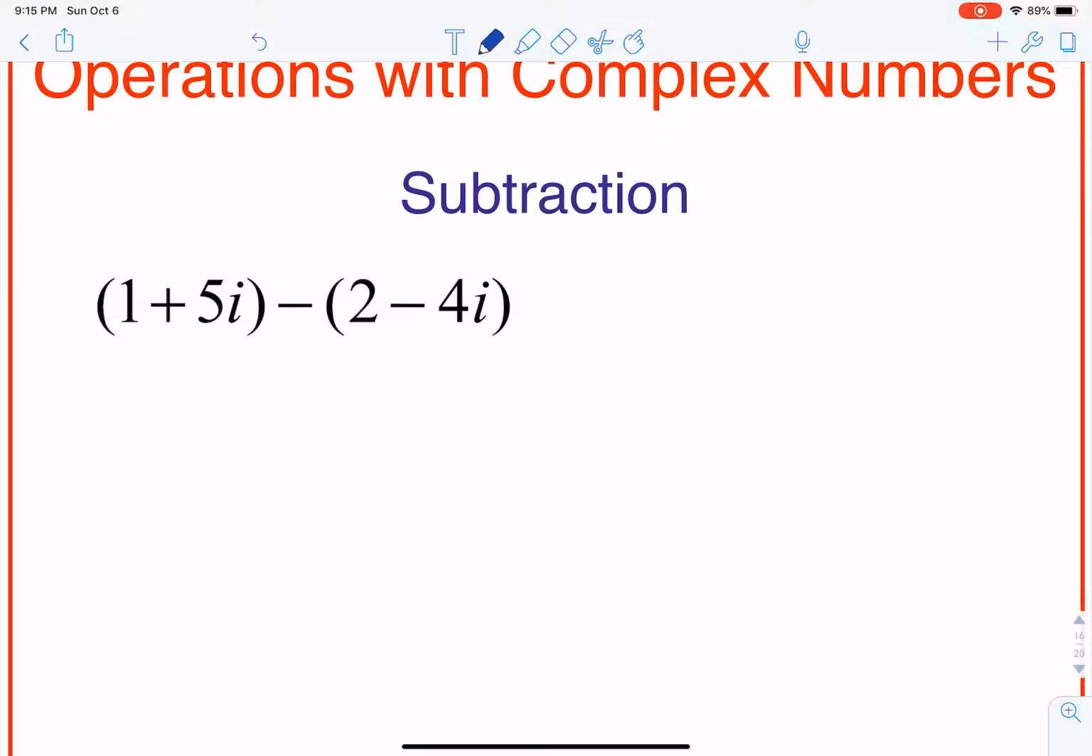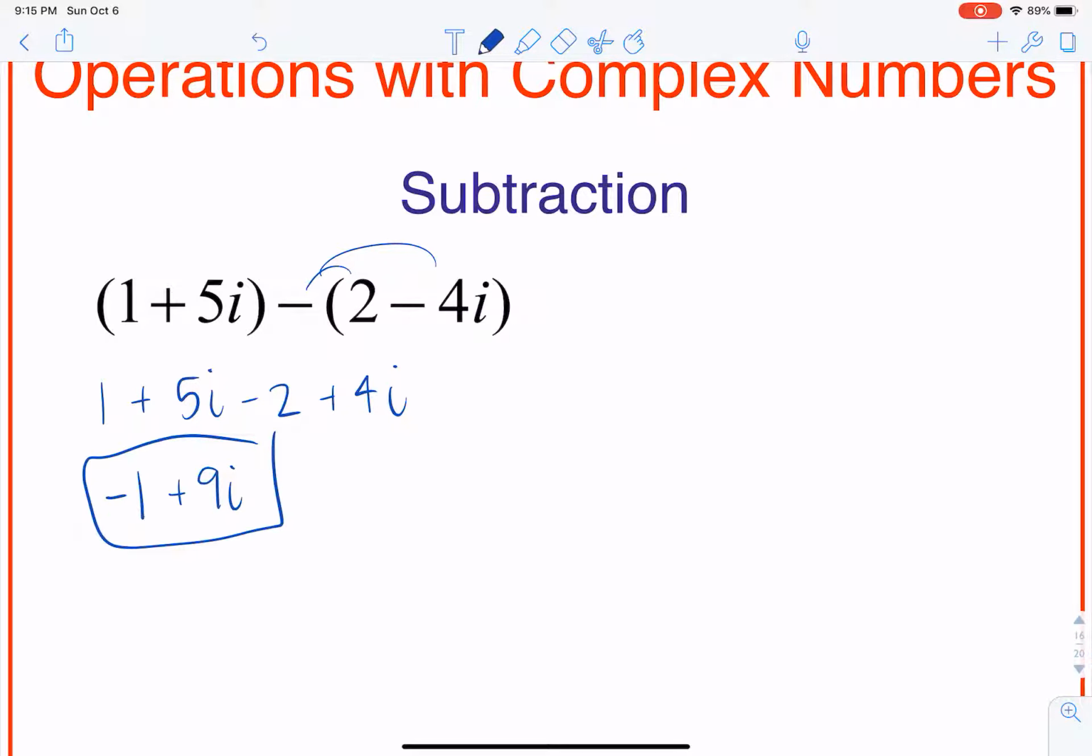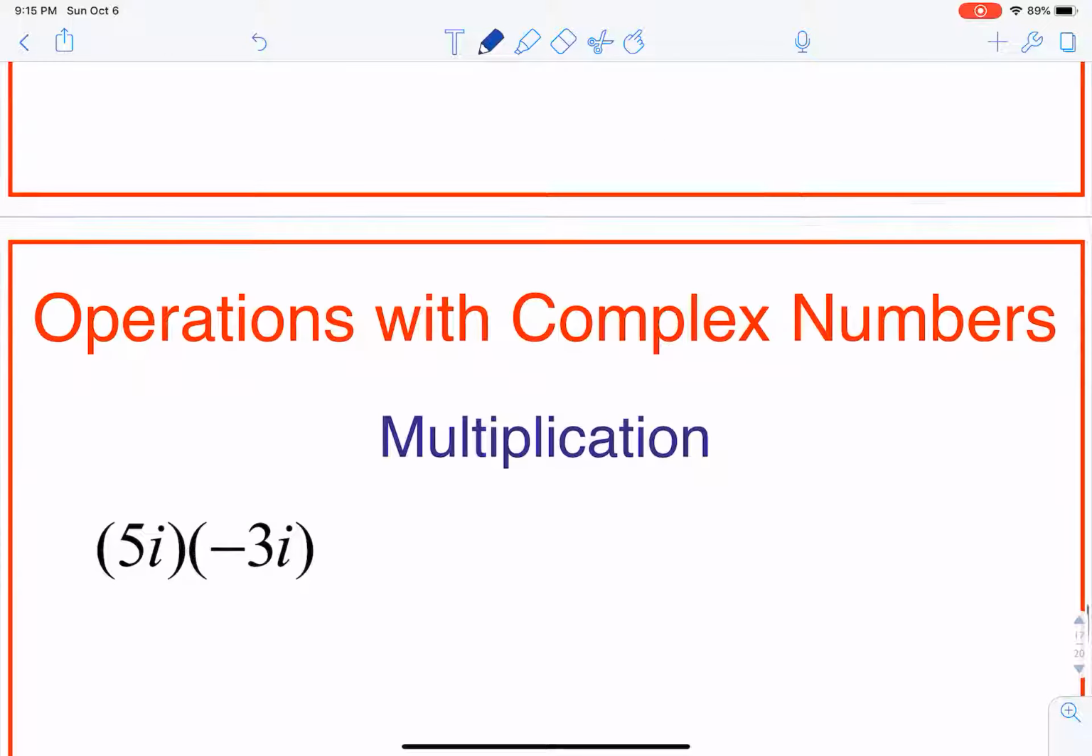So subtraction, we'll distribute this negative. 1 plus 5i minus 2 plus 4i. 1 minus 2 gives me negative 1 plus 9i. So subtraction with complex numbers.